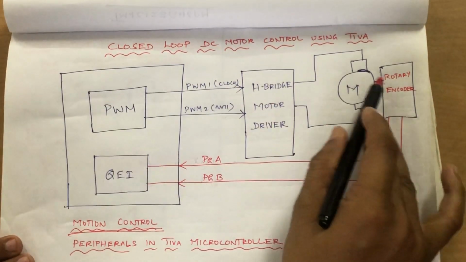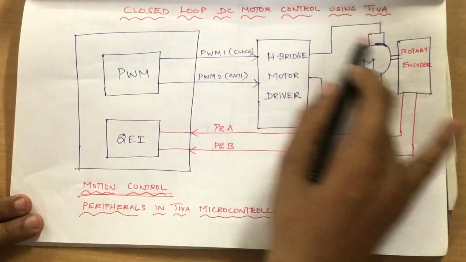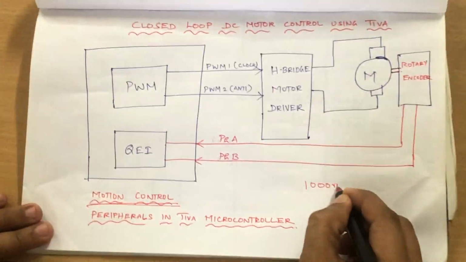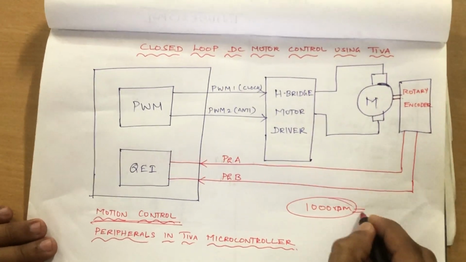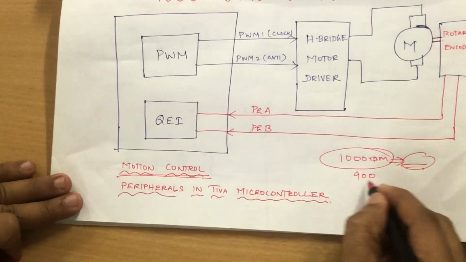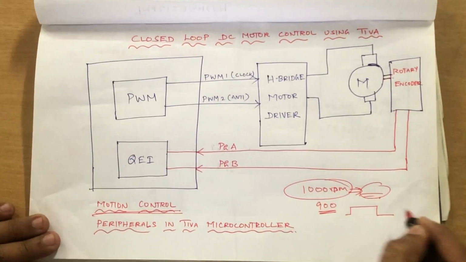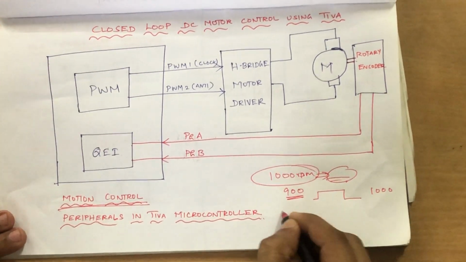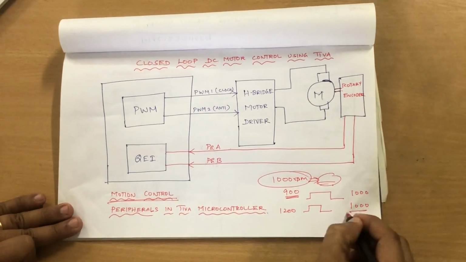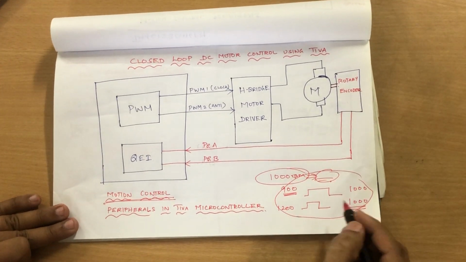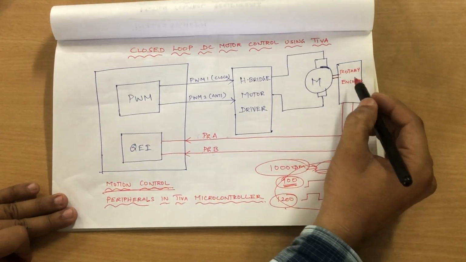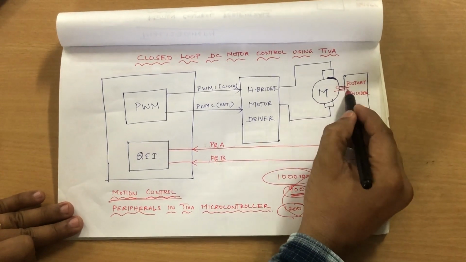So the motion is controlled, and in a closed loop we are able to monitor the measured speed. Say, for example, the motor has to rotate at 1000 RPM, we can measure whether it is rotating at 1000 RPM or not with the help of the rotary encoder. If the speed is 900 RPM, you can increase the pulse width to reach 1000 RPM. If the speed is 1200, you can decrease the pulse width to bring it back to 1000 RPM. This is what I am talking about, the closed loop control system. Whether it is rotating at 900 RPM or 1200 RPM can be measured only with the help of the rotary encoder, which is connected to the shaft of the motor.